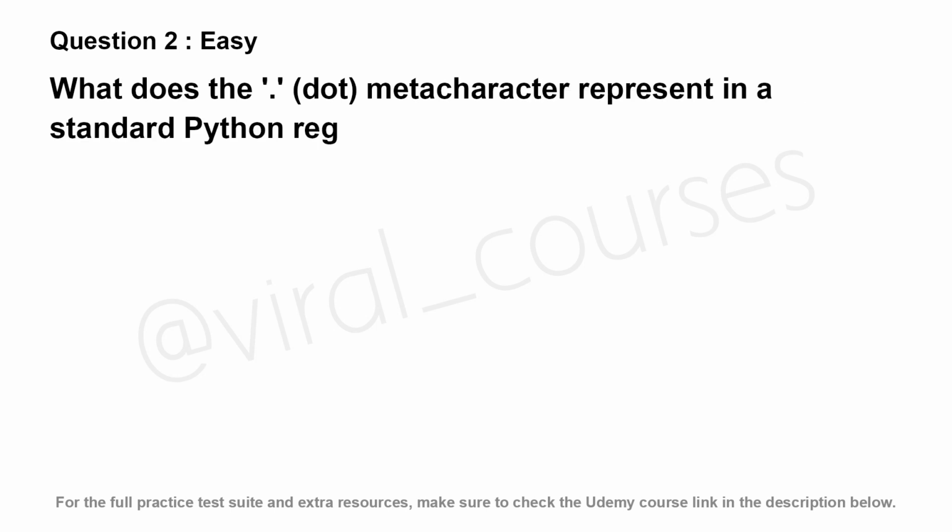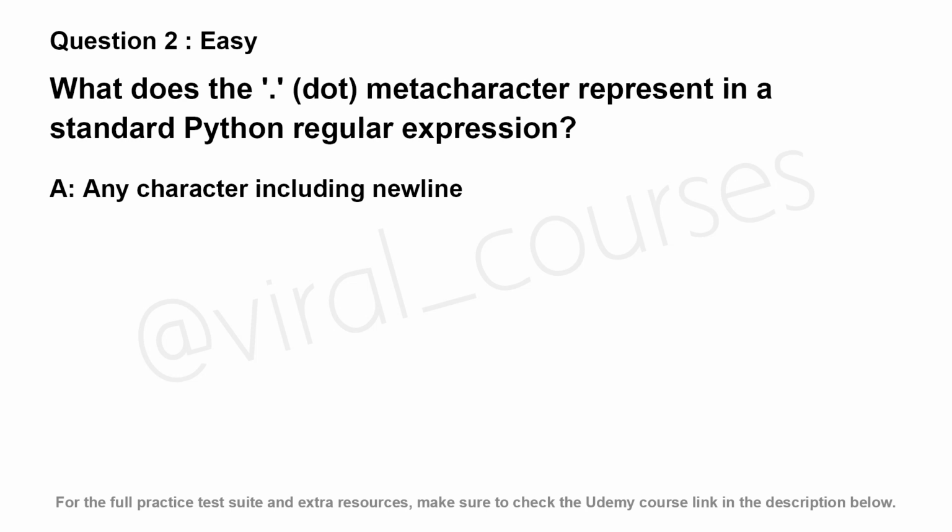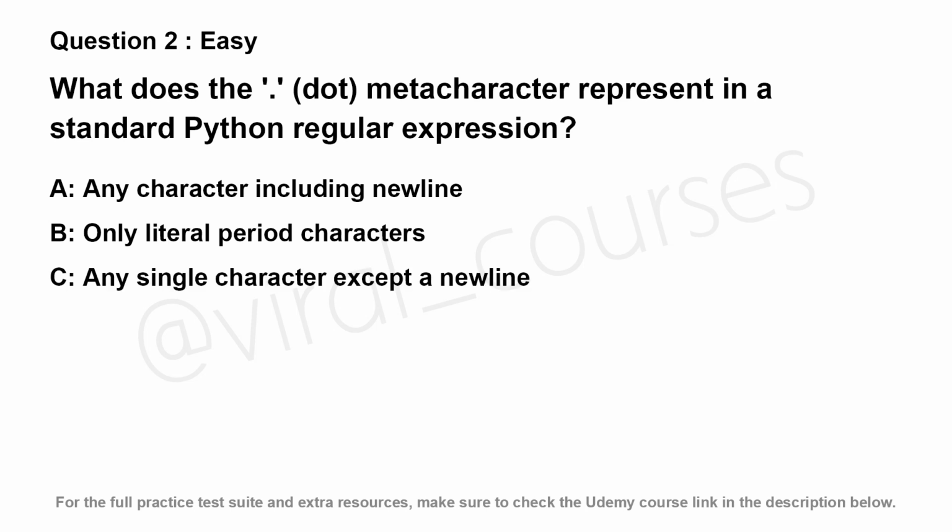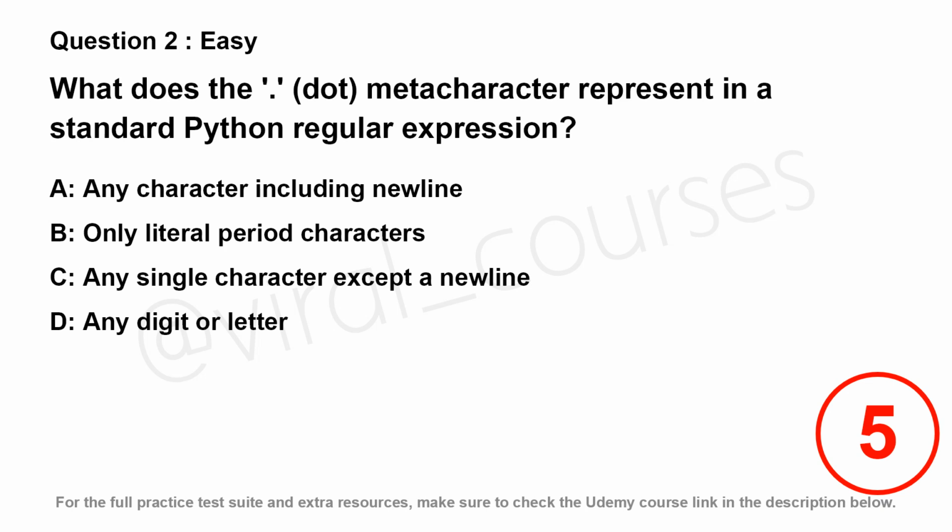What does the metacharacter represent in a standard Python regular expression? Option A, any character including newline. Option B, only literal period characters. Option C, any single character except a newline. Option D, any digit or letter.